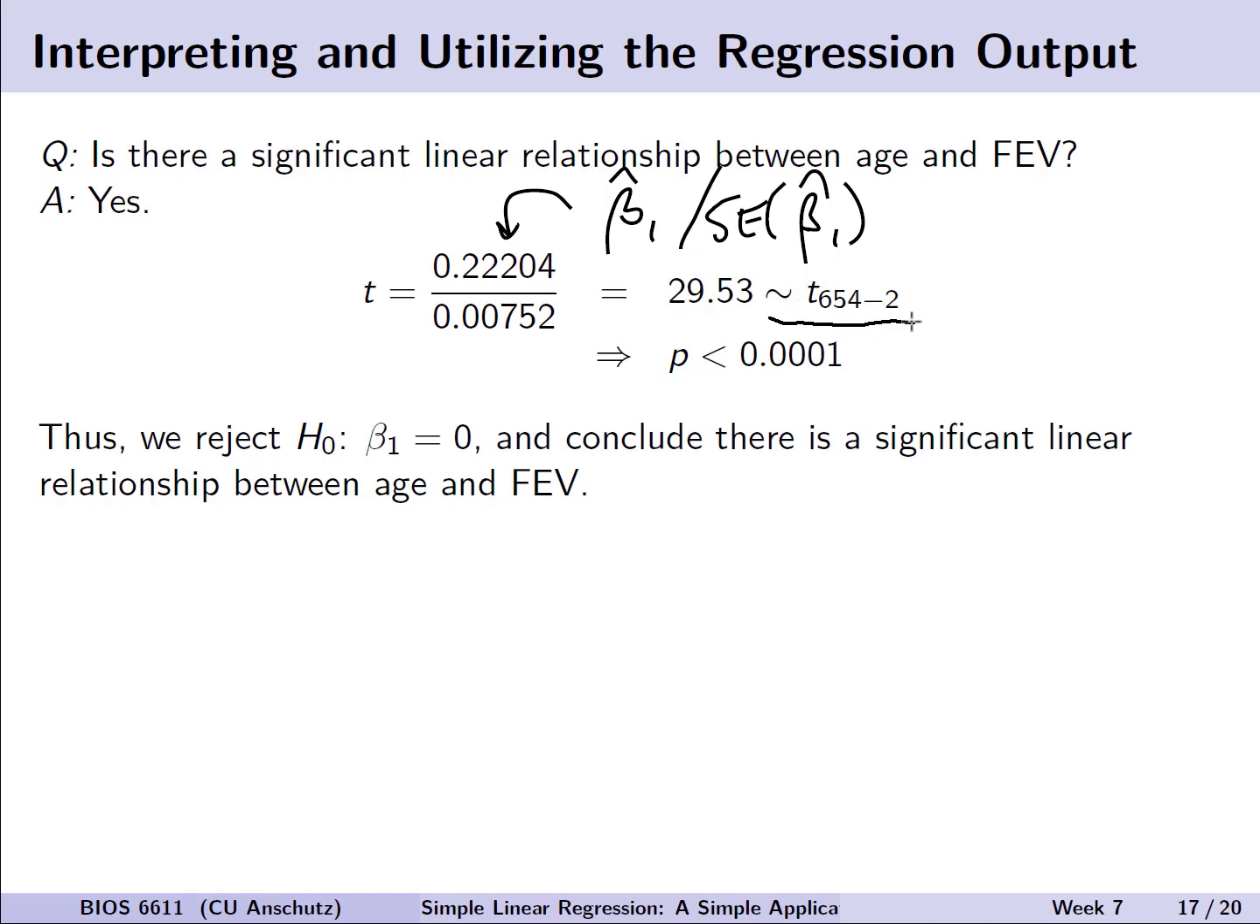For our purposes, we can note more explicitly that's going to be distributed as a t-distribution with 652 degrees of freedom. If we were to work on calculating a p-value ourselves or just take the information from the table, we note it's a very small p-value, less than 0.0001. Thus, we will reject that null hypothesis that beta 1 equals 0 and conclude that there is a significant linear relationship between age and FEV.